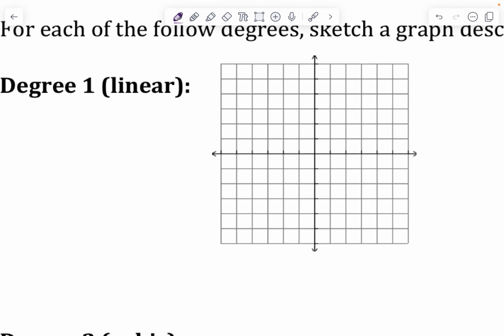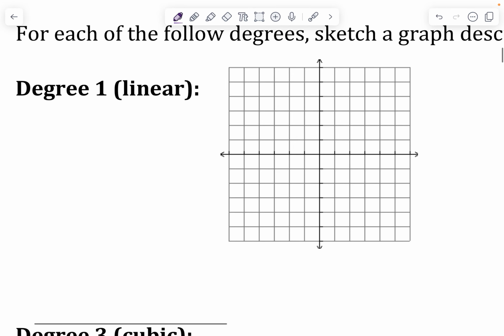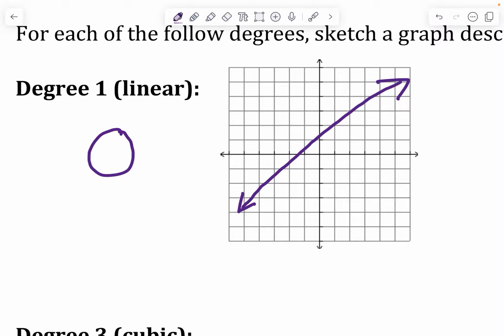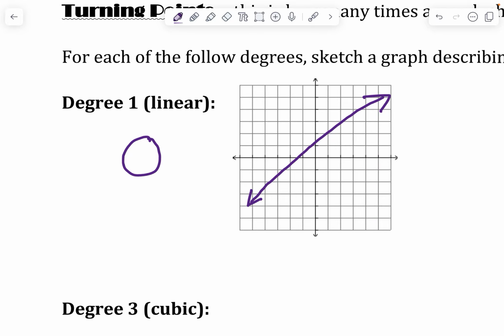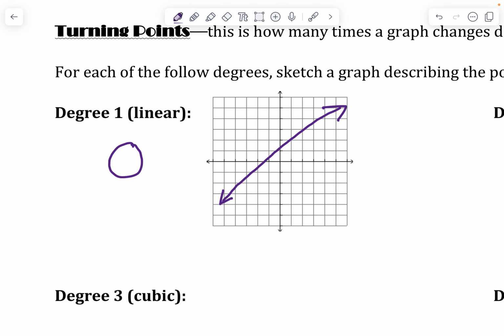So to start off, just do a nice linear function. I think on the last page we did a negative slope, so let's just do a positive slope. As you can see, a linear function is a line. No matter if it has a positive or negative slope, it has 0 turning points. It never changes direction. And that's going to be true pretty much for every linear function because it gives you that line shape. So pretty straightforward, nothing too crazy there.